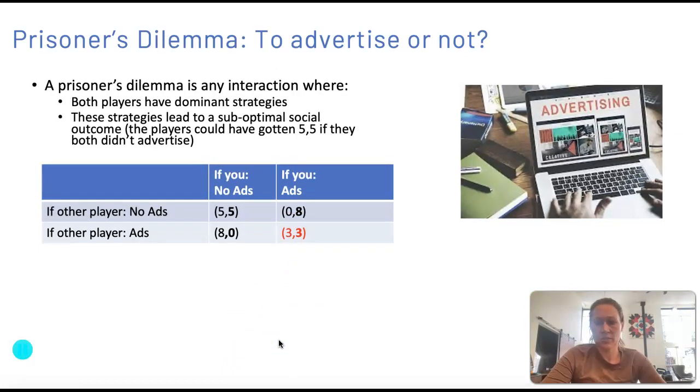So what is a prisoner's dilemma exactly? I told you it's a common game. I told you there are some parallels, prisoners confessing, advertising. A prisoner's dilemma is a scenario where both players have dominant strategies. These strategies lead to a suboptimal social outcome. So again, the ideal social outcome is that nobody advertises, but without trust or sequential decision making or some other change in the rules of this game, you guys are both going to land in this suboptimal box, and you can predict that ahead of time.